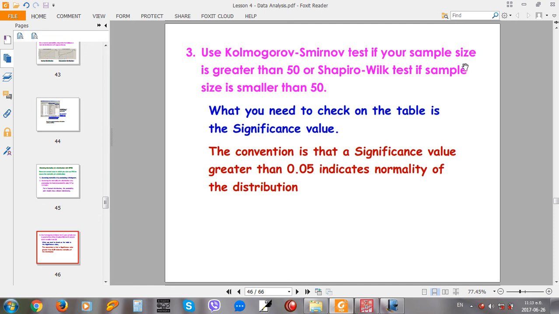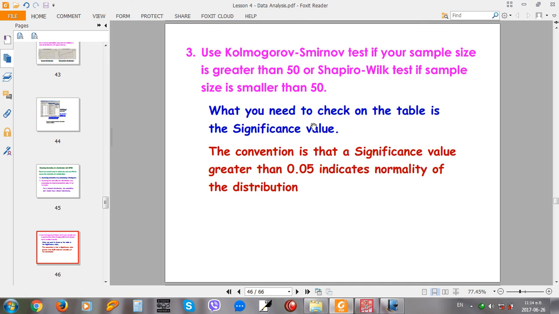The sample size should be greater than 50, right? Otherwise you have to do the Shapiro-Wilk test if the sample size is smaller than 50. Don't worry about these tests. These are inbuilt tests in SPSS. You have to use only the commands, right? So you have to know about these tests because there are some criteria to test whether the data is normally distributed or not, that is given here.